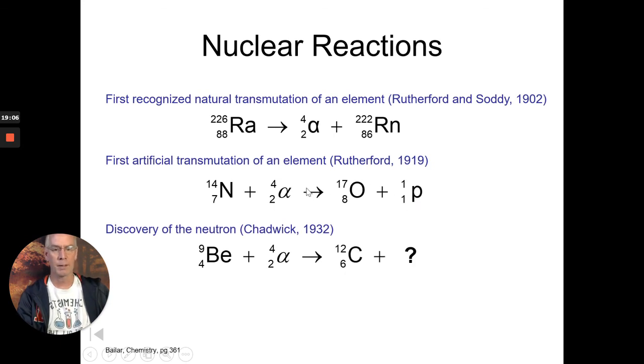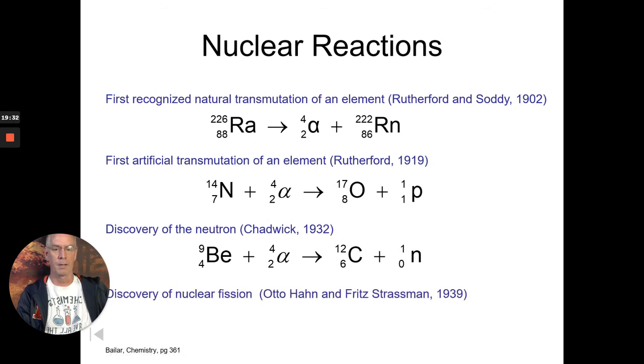Then comes along Chadwick, and he's probably just trying to do what Rutherford did, right? Bombard an element. So he takes beryllium, bombards it with an alpha, forms carbon-12, and recognizes there's a missing particle. 4 plus 2 is 6, which is 6, but 9 plus 4 is 13. So he knows there's something that has a mass of 1 and no charge, and that was where the neutron was discovered.